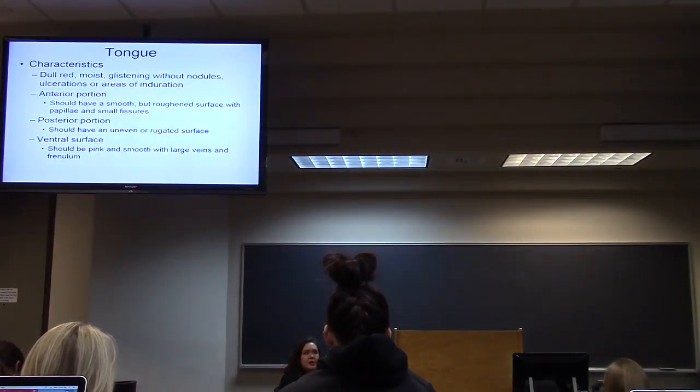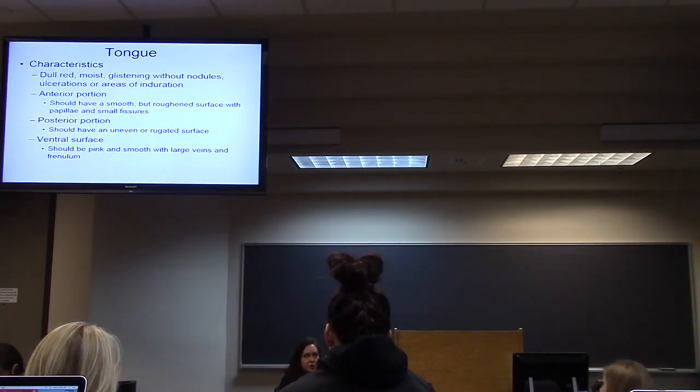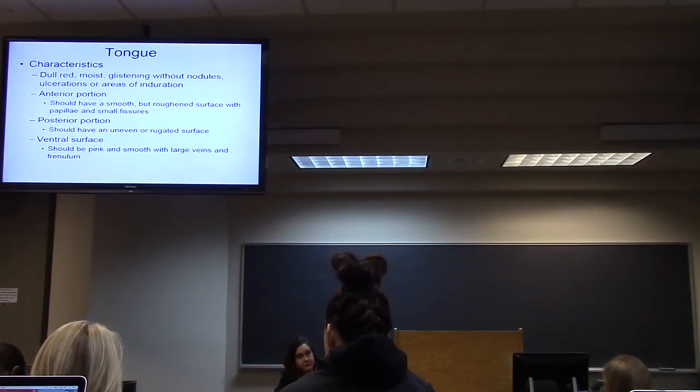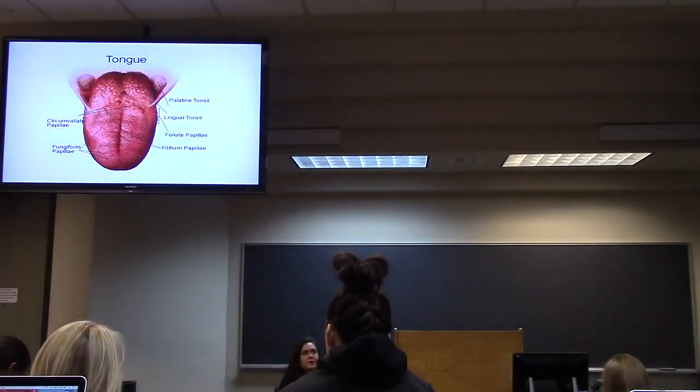The tongue should be moist. It should be red, with no ulcers or indurations or nodules. The front part of the tongue should be smooth, and you'll have fissures in the tongue. The posterior tongue is where you get the thicker taste buds, so it'll be more rugated and thick, so it'll look different at the back.